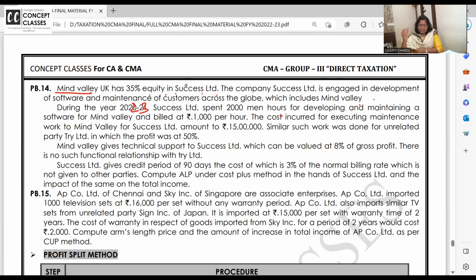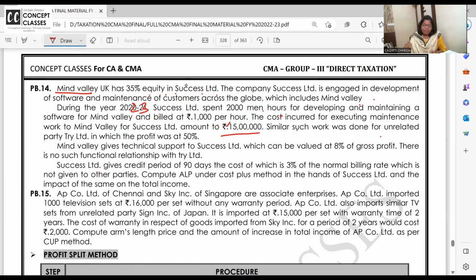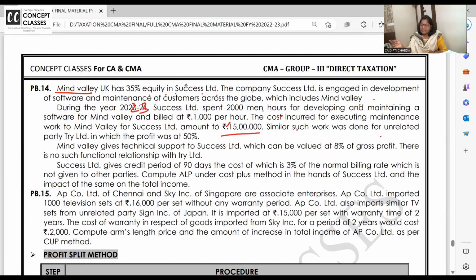To our associate enterprise, we have done the billing at 2000 man hours at 1000. This is the actual billing. But our cost incurred is 15 lakhs, exactly the same, like there it was 18 lakh. Similar such work was done for others. So what is my arm's length profit margin? 50%, right? Okay. Now, Mind Valley gives technical support which can be measured at 8% of GP. Success Limited gives credit of 90 days. So compute the arm's length price and the impact of same on the total income.